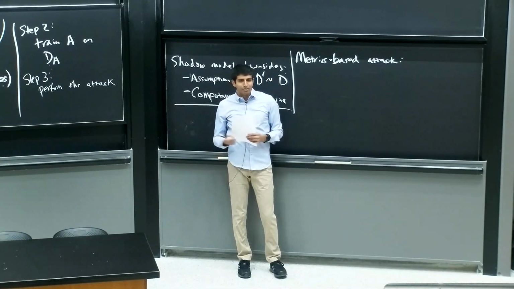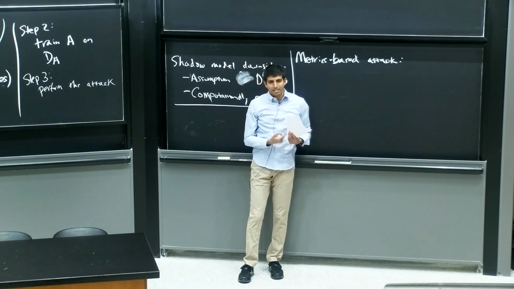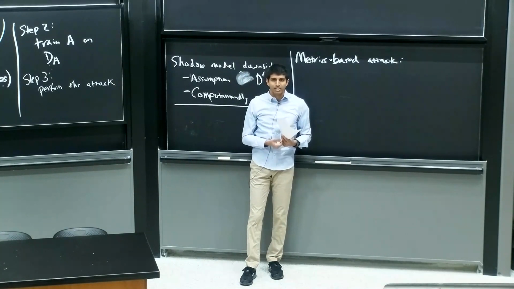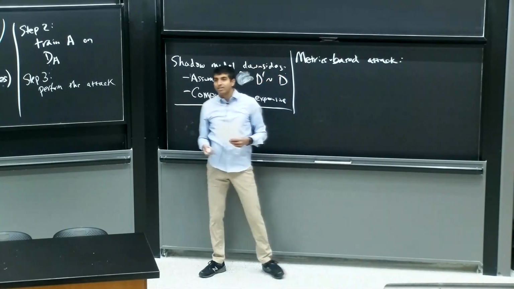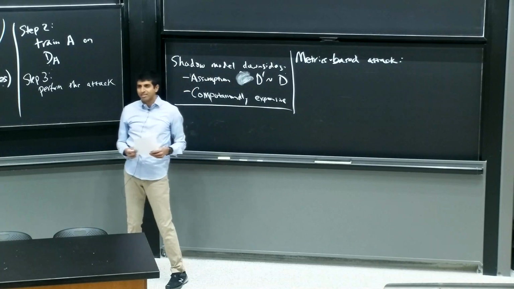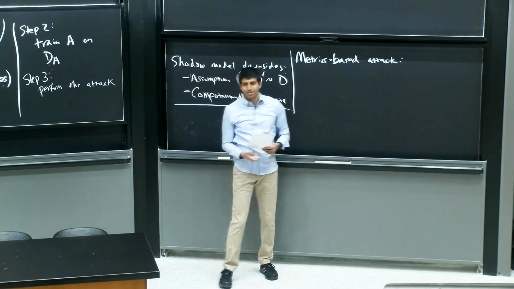So I have a data point, I can feed it into a model and get a prediction vector out. What might be one way I could identify whether that data point was included in the model's training set? Yeah? You can see how confident it is in all the positives. Yeah, exactly. You can see how confident the model is about its output.